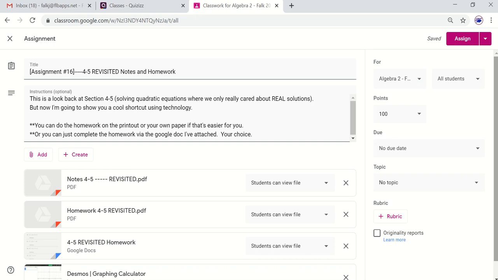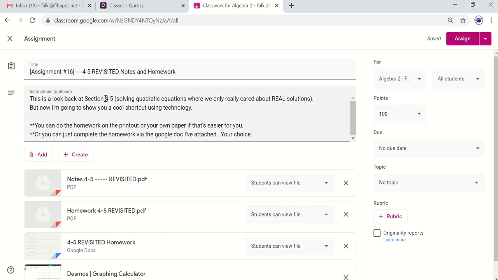All right, gang. I think the final assignment for the week, it'll be a good place to end, is going to be assignment number 16, which is 4-5 revisited. So far this week, I think we've been mainly graphing the parabolas and stuff, but I want to have things come a little bit full circle, at least a little bit, and do this 4-5 revisited thing.